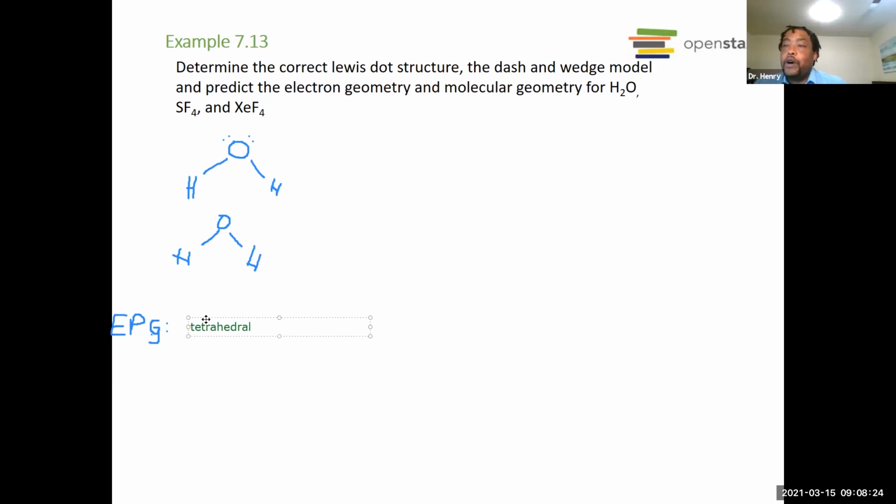Well, that's because you have 1, 2, technically it's kind of like having 4 things attached to it. 1, 2, 3, 4. So the EPG is going to be tetrahedral. But what did I say about the lone pairs? They're going to alter the shape. Okay, so they're going to alter the molecular geometry. So what is the molecular geometry then? Bent. That's right, bent.